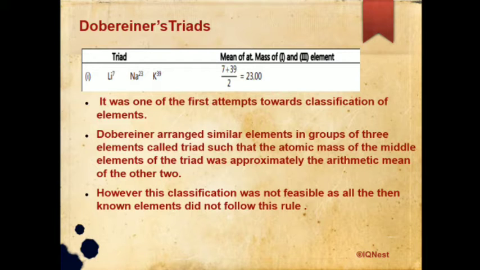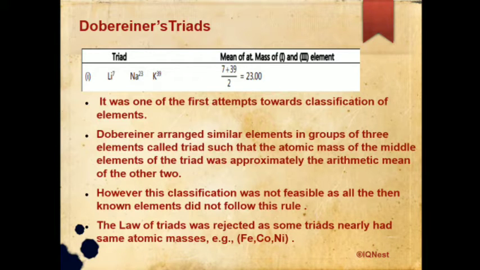However, this classification was not feasible as all the then known elements did not follow this rule. The law of triads was rejected as some triads had nearly the same atomic masses, for example iron, cobalt and nickel. So in this picture you can see that there are 3 elements, lithium, sodium and potassium, and if you add the atomic masses of lithium and potassium and divide it by 2, you will get the atomic mass of sodium. So that is the concept behind Dobereiner's triad. And this law was rejected because some of the elements like Fe, cobalt, nickel do not follow this rule.